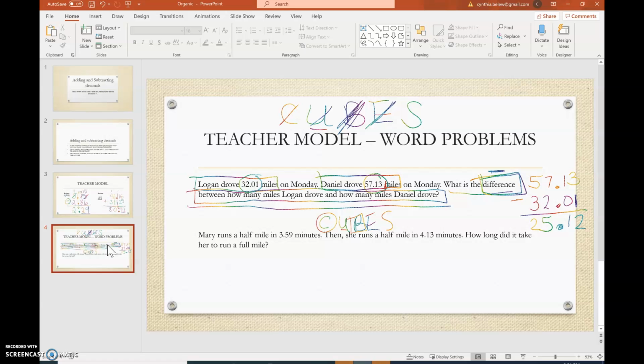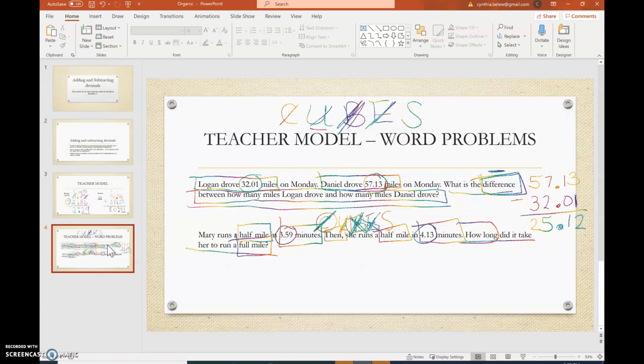Well, I'm going to use cubes. I'm going to circle my numbers. I did that. Going to underline the question. The question says, how long did it take her to run a full mile? I'm going to box keywords. 3.59 minutes, half mile. Then half mile in 4.13 minutes. How long? Full mile. That all helps me know to add or subtract. There's nothing to eliminate here.